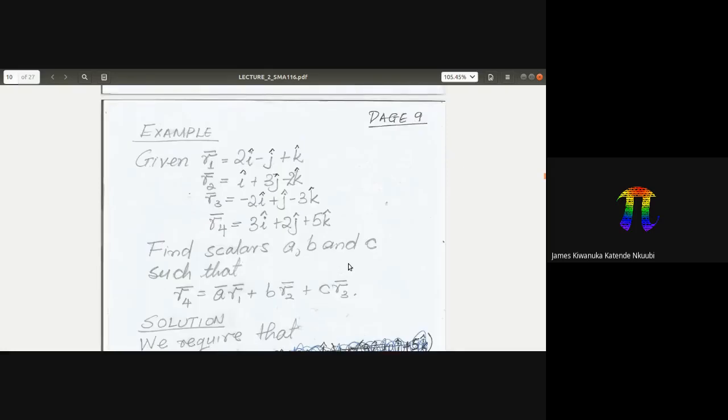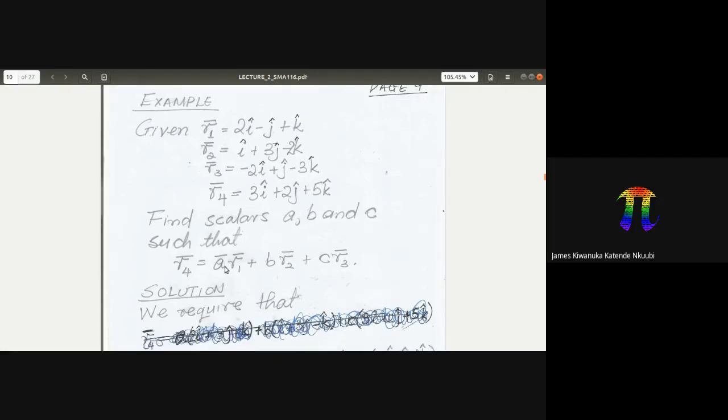So here's another example where we have 4 vectors. Then we are asked to find the numbers. This bar should not be on the a. It should just be a small a with no bar. It's a number, not a vector. So we want to find 3 numbers, a, b, and c, such that R4 will be equal to aR1 plus bR2 plus cR3.